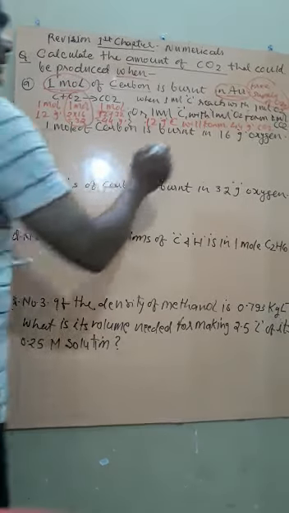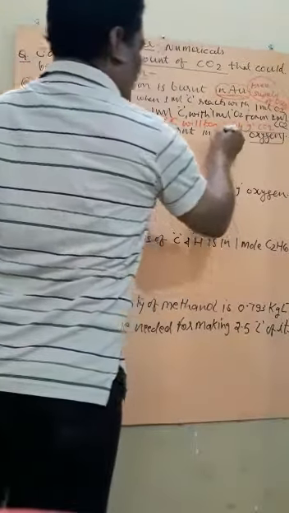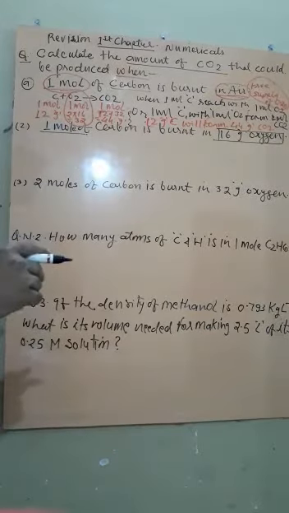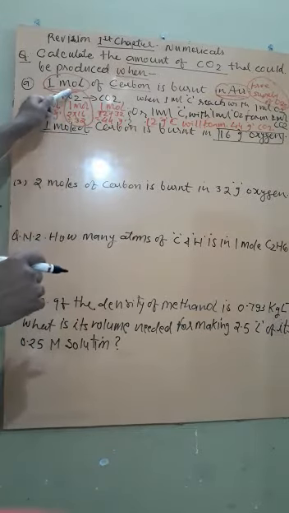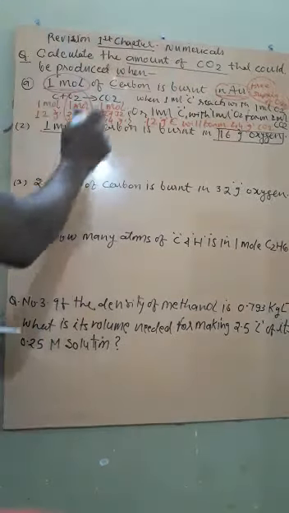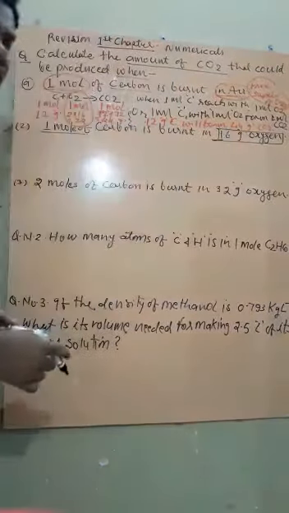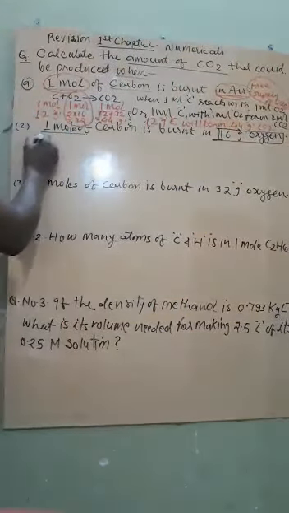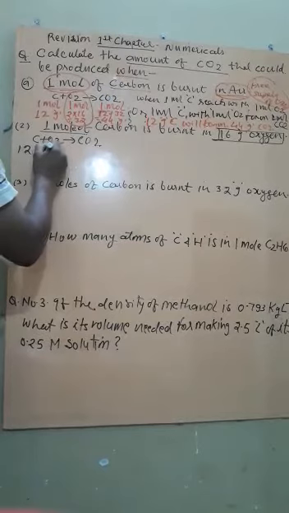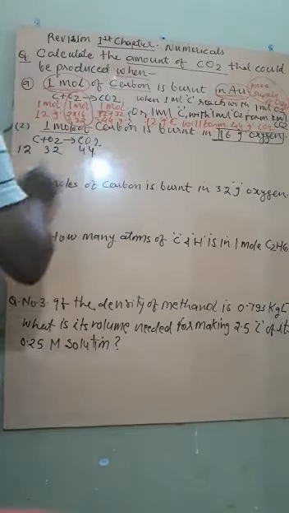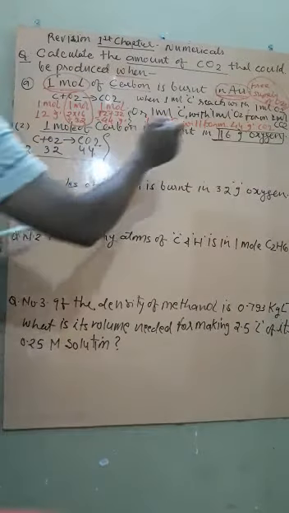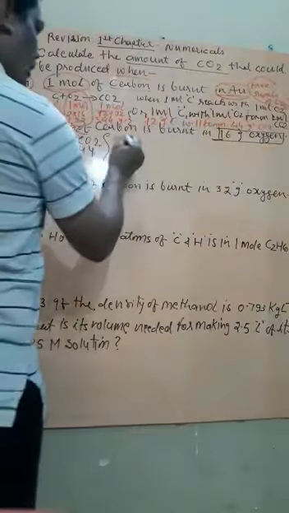But in the second question, now the oxygen is 16 gram, but the carbon is 1 mole. That means the quantity of oxygen should be 32 gram, but only 16 gram is present. That means the quantity of oxygen is less. So again we will write C plus O2 is equal to CO2, so 12 plus 32 forms 44. But how much oxygen is given there? Only 16 gram.